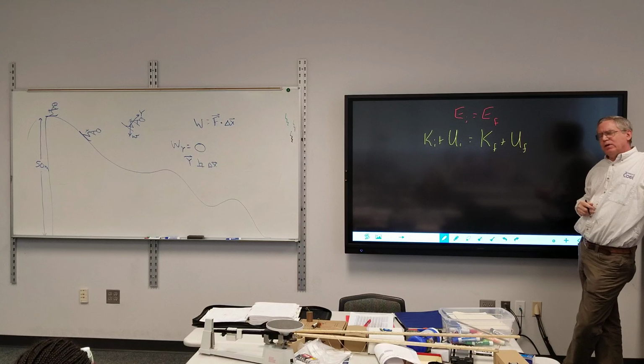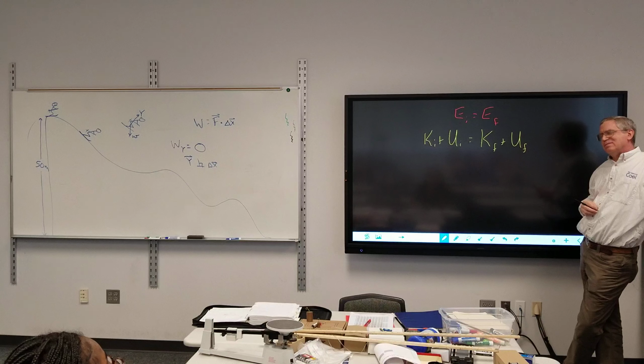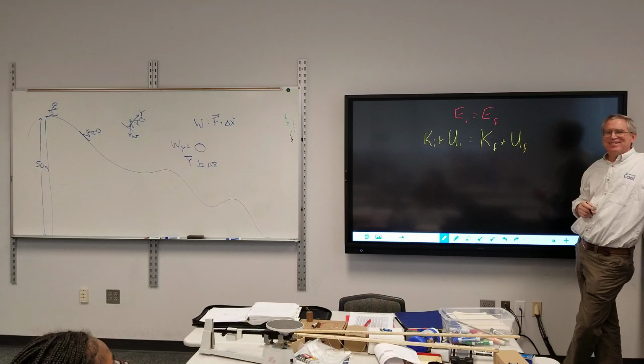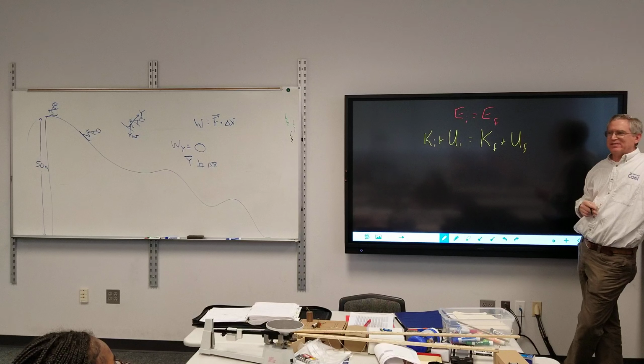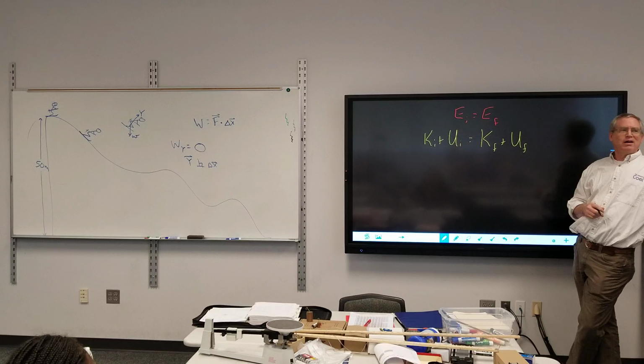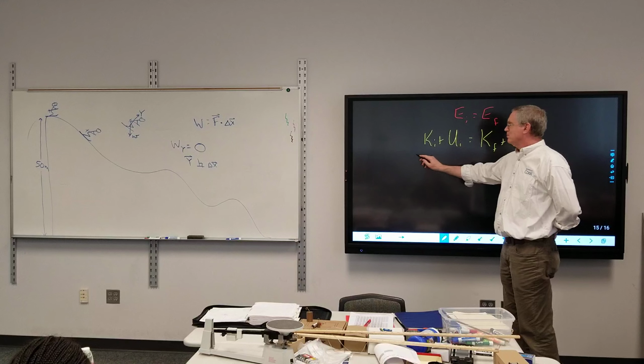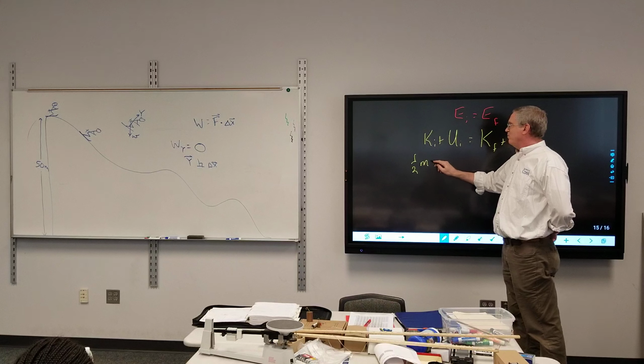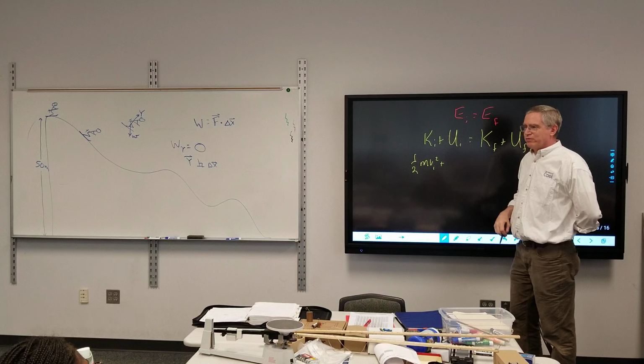What is the formula for kinetic energy? Which one? Is it 1/2, keep going, 1/2 mv squared? That is the one. Let's try that again. What's the formula for kinetic energy? 1/2 mv squared. 1/2 mv initial squared. What's the formula for potential energy?